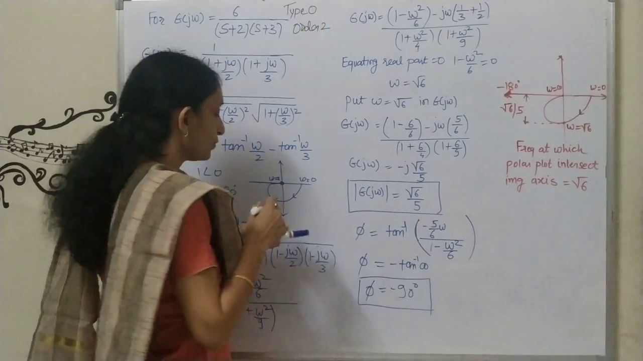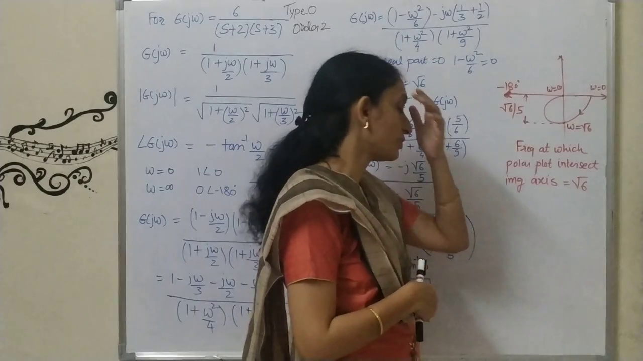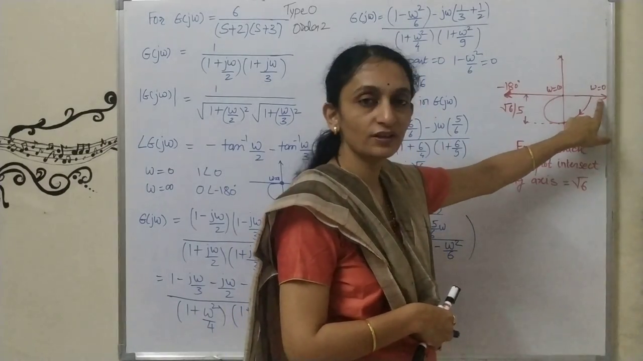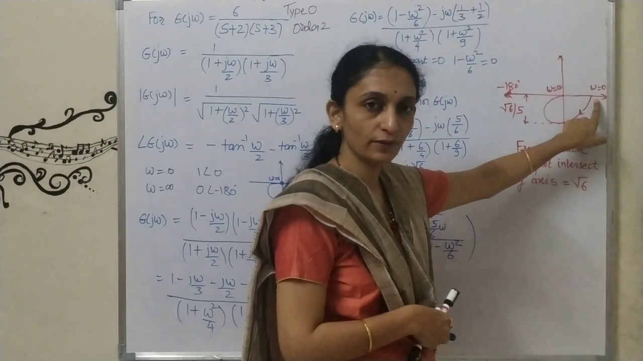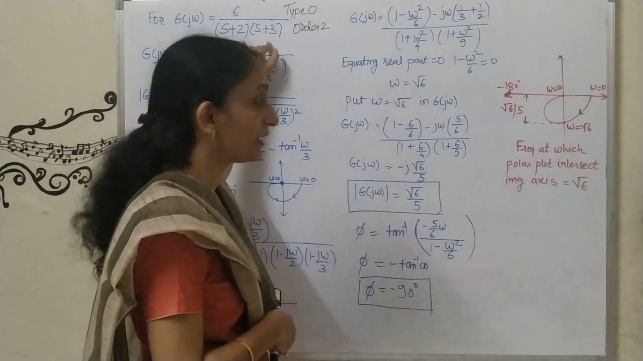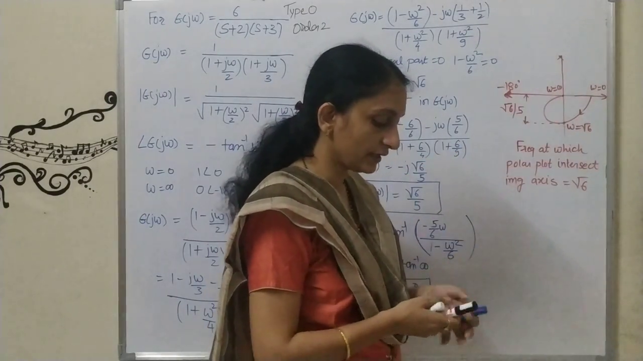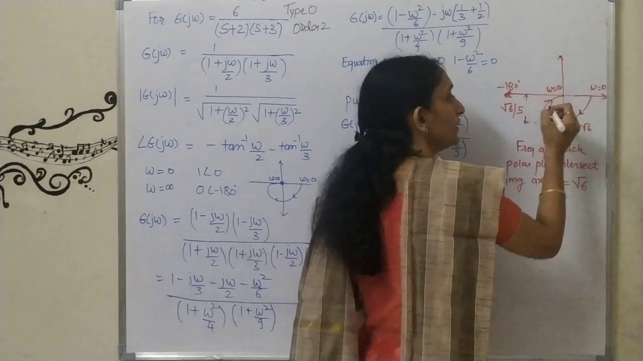We know that when a type 0 system is there, the polar plot will start with the 0 degree line. So this will be the first point at omega equal to 0. And as two poles are there, the total angle contribution will be minus 180 degrees. So the polar plot will end at the minus 180 degree line. Here I have shown the polar plot ending at the minus 180 degree line.